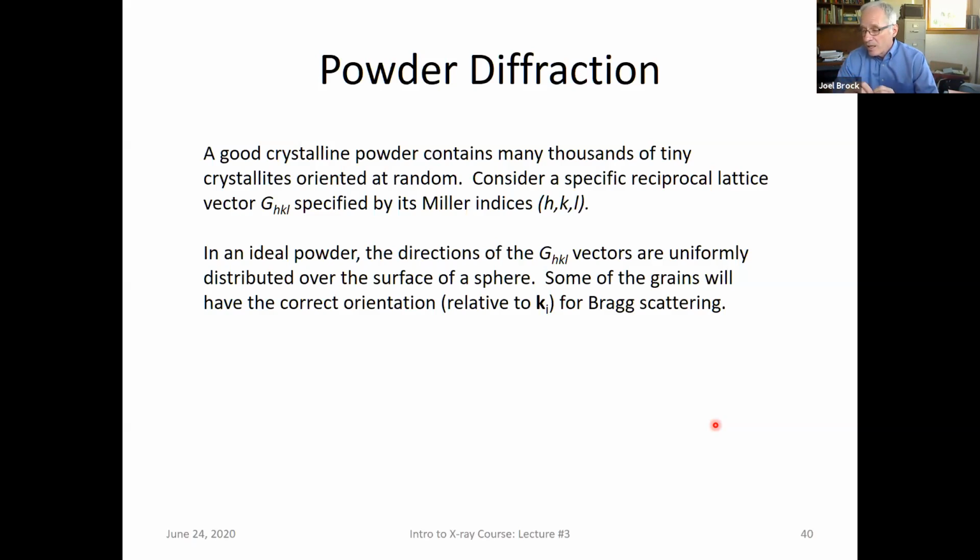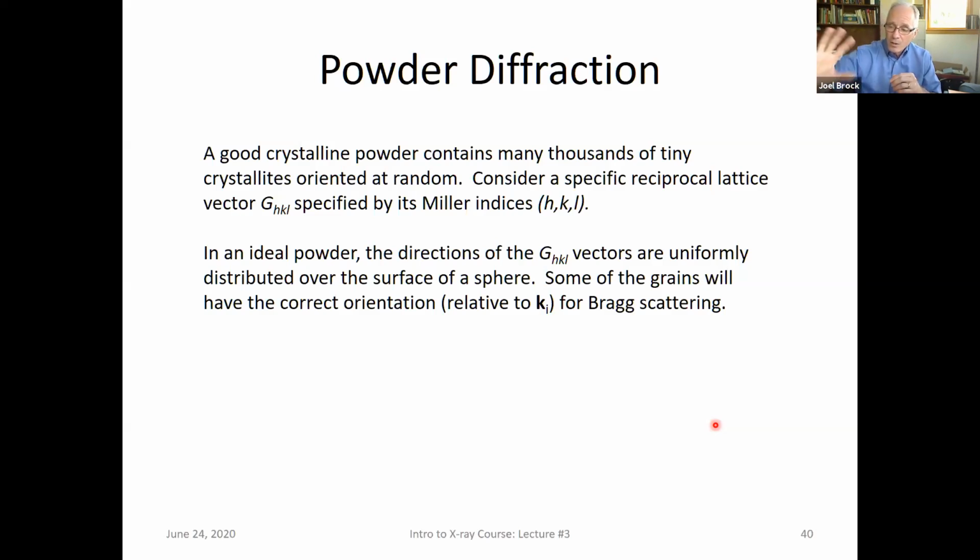So in the simplest case, they all have about the same size, and we don't need to worry about their shape. It's just that every possible orientation is there, and there's no preferred orientation. If we go back to the idea of considering a specific reciprocal lattice vector specified by h, k, and l, that will still be true. So if I think about my sample as I rotate it, no matter what orientation I pick, there are always some crystallites that are at the Bragg condition.